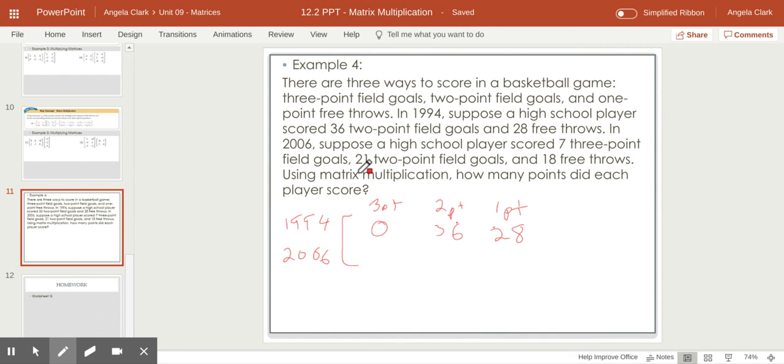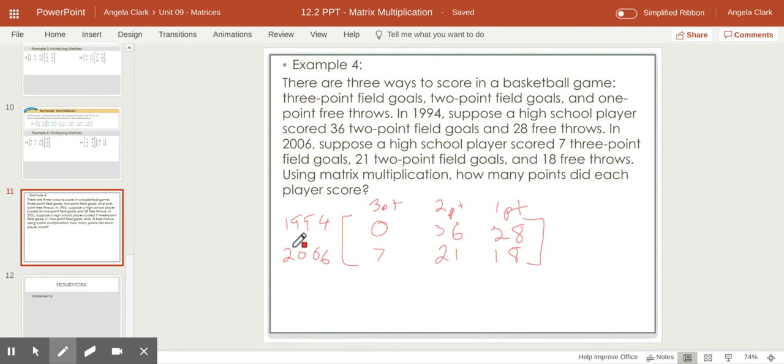Okay. Anyway, and then 2006 scored 7 3-point shots, 21 2-point shots, and 18 free throws. So that goes here. So this is our matrix. This is one of our matrices.